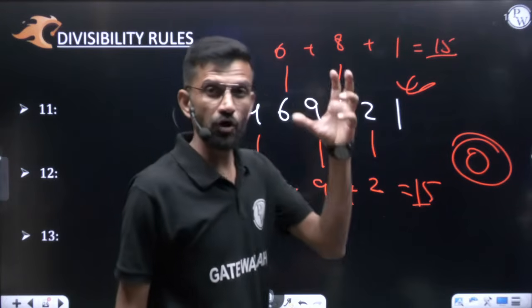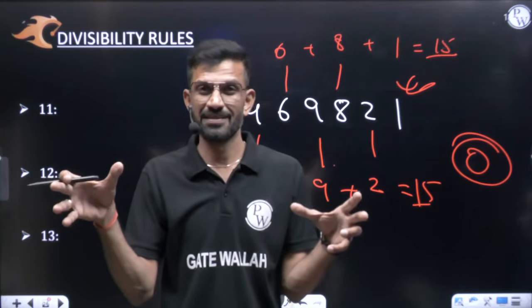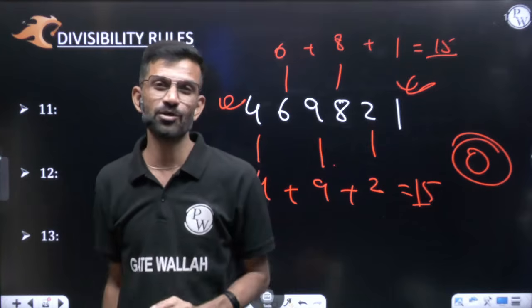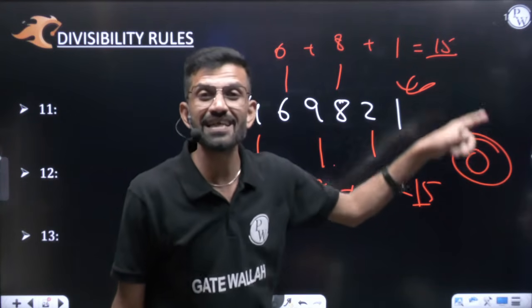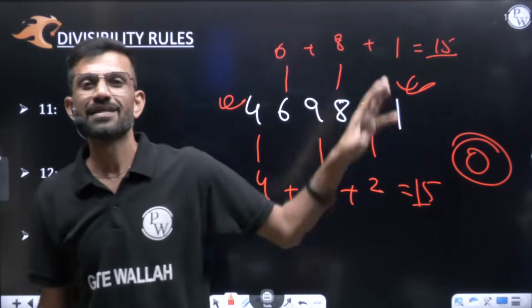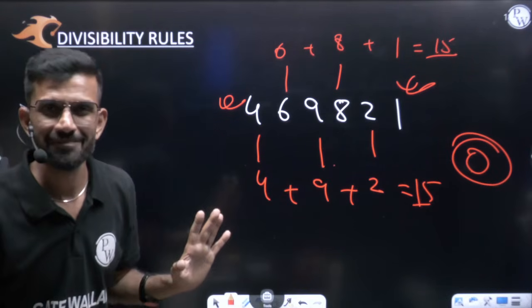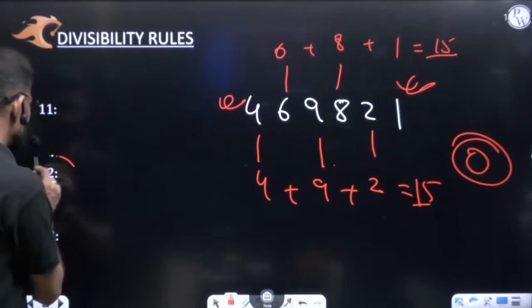Difference between odd place digit and even place digit should be 0. Or else, even if the difference is coming a multiple of 11 like 11, 22, 33, 44, then the given number is divisible by 11. Okay. Moving to the 12 divisibility rule.